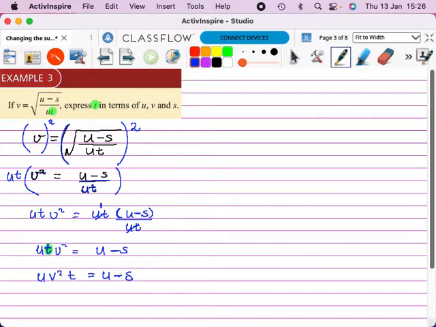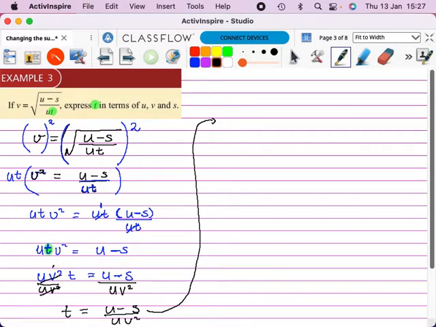What's the opposite of multiplying by uv squared? Well, it's dividing by uv squared. If we divide by uv squared on one side, we divide by uv squared on the other. They cancel out, leaving us with a t, and I wish I stayed with the one colour, but hey-ho, let's just keep going. And we've got u over v squared. Now, that is a correct answer. That is full marks.